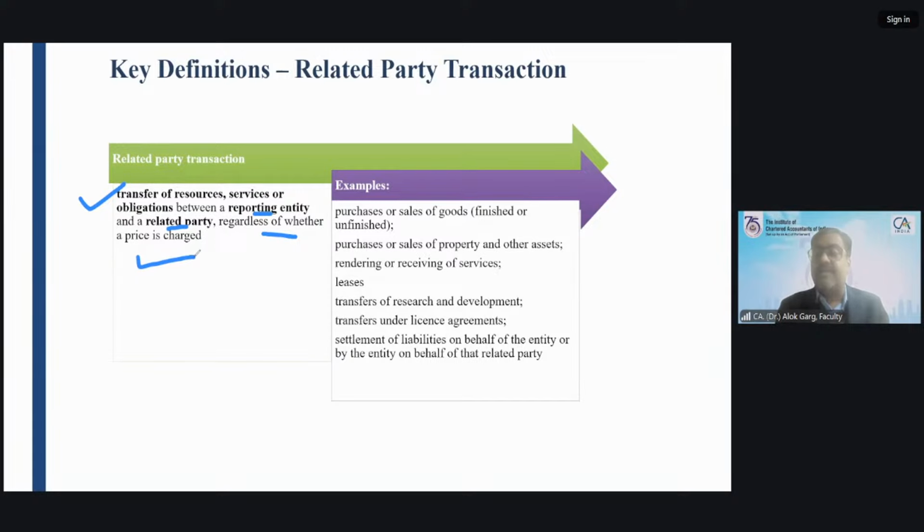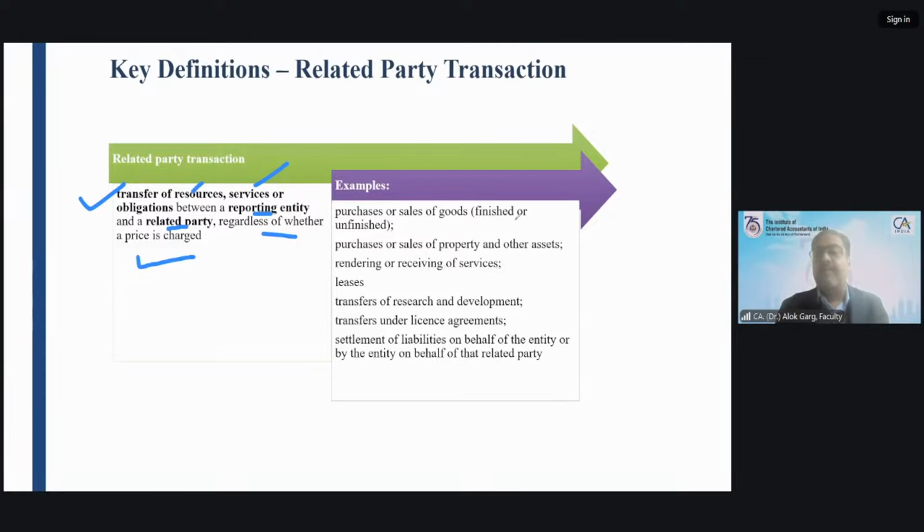What is the definition of related party transaction? A transaction which involves transfer of resources, services, or obligation between a reporting entity and a related party, regardless of whether a price is charged. What are the examples of related party transaction? Any transaction which is happening with a related party is a related party transaction.